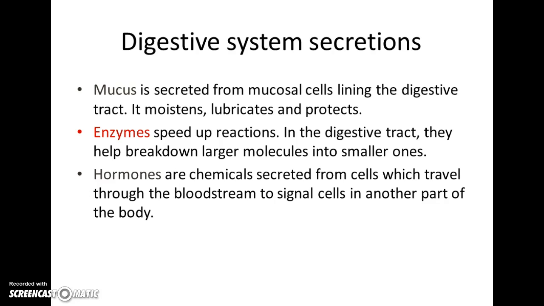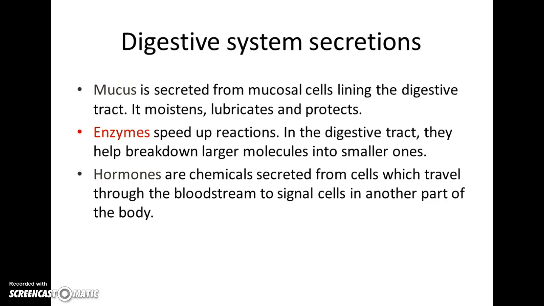Enzymes are proteins that speed up reactions, and in the digestive tract, they help us break down larger molecules such as starch and large proteins and large triglycerides, or big fat molecules, into smaller ones that can fit into the mucosal cells in the small intestine and be transported for absorption. And that would be what absorption is. It's that transport across the small intestine, into the body, into the blood if it's water soluble, or into the lymph if it's fat soluble.